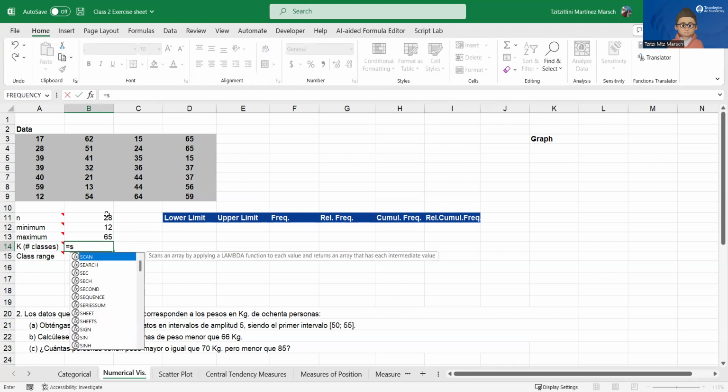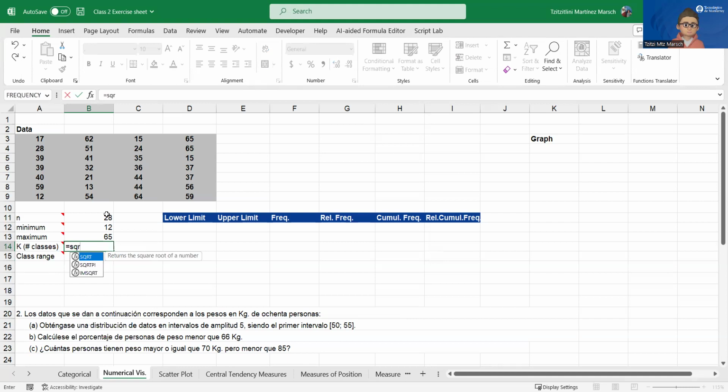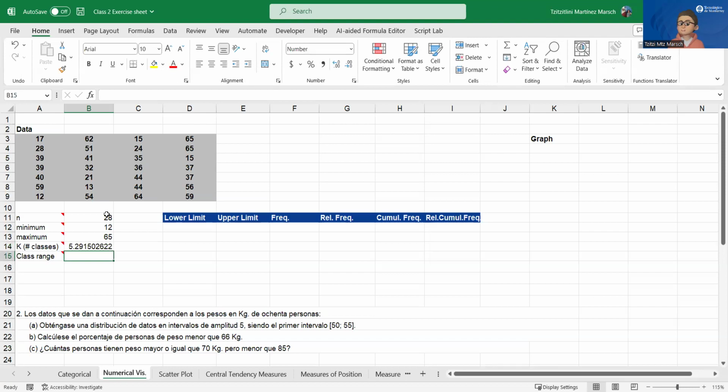So square root of the numbers, of these 28 of the total. And that would give us 5.29. The thing is that class, you can't have a piece of class. So you need to round it. And the ideal is for you to round up, even if your very last class doesn't finish in that very last number. So it won't finish in 65, it can finish in 66 or 67, as long as the very last class contains this maximum number, okay?